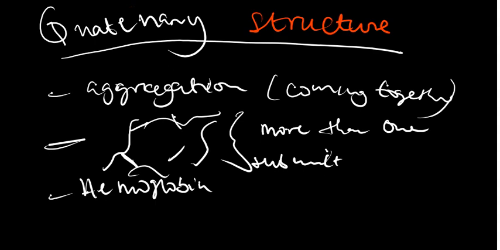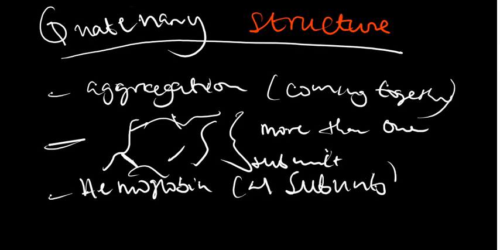Okay, now I want to clarify something about hemoglobin. Hemoglobin can also be classified as tertiary structure because of its shape, since it's globular. But in terms of subunits, hemoglobin is quaternary because it has 4 subunits.